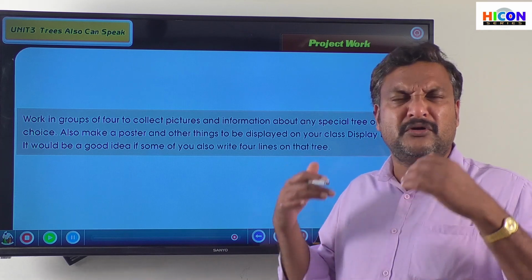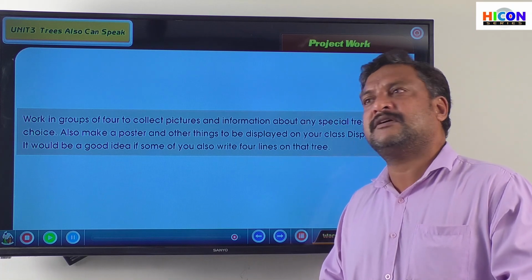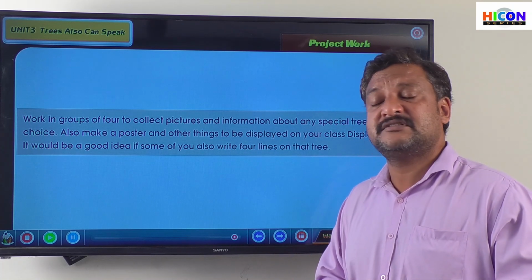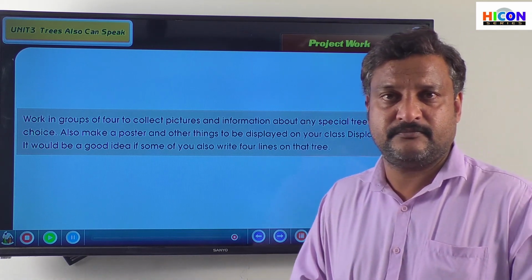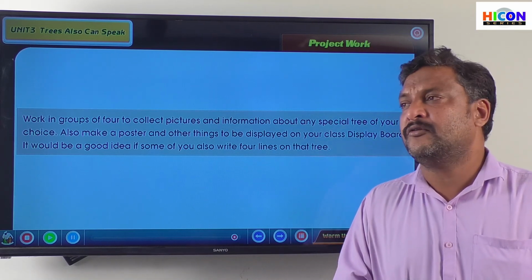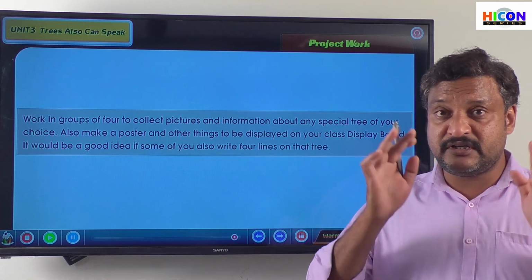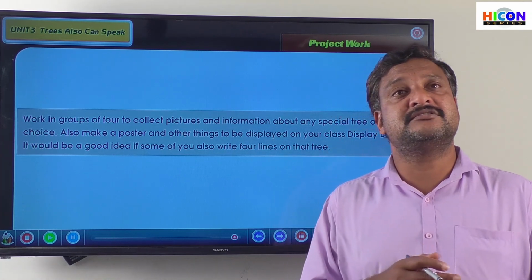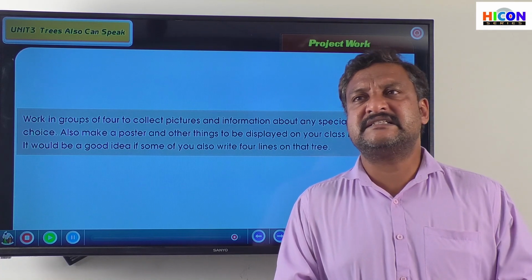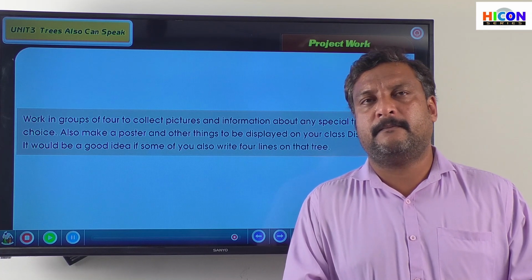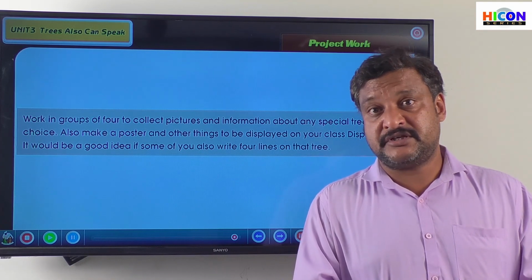So we know there are a lot of trees in this world, isn't it? We know some trees very specifically, and there are still so many trees that we do not know much about. For example, redwood trees are one of the oldest trees in the world. There are trees that are thousands of years old. They are mostly seen in America.